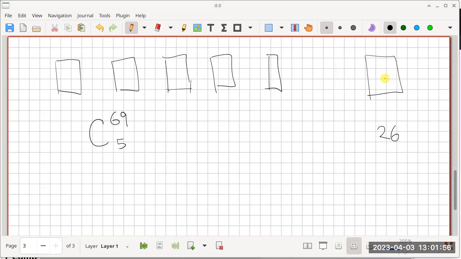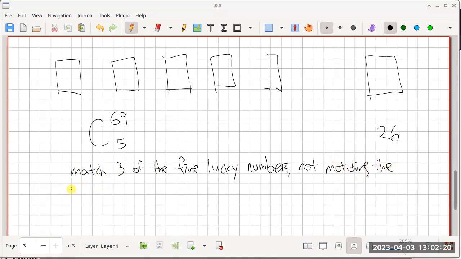Let me write it down here. Okay, so we want to match three of the five. I think these numbers are called the lucky numbers. And not matching the Powerball or power number. The Powerball number is this guy here. So these are the lucky numbers. All right, so if I want to look at the cardinality of these tickets, how do you think we should come up with that?